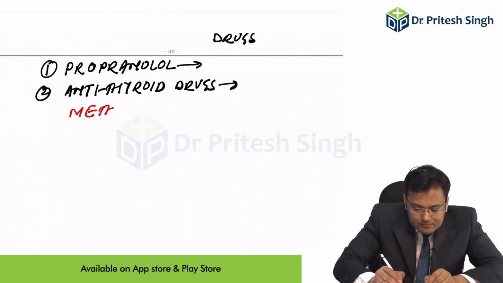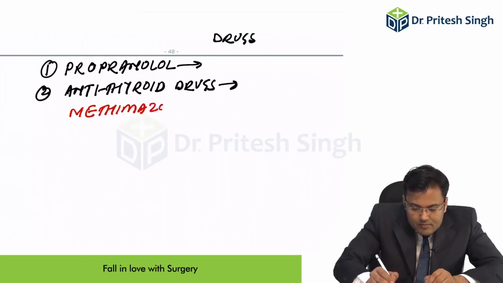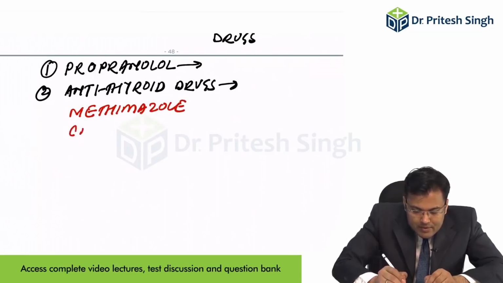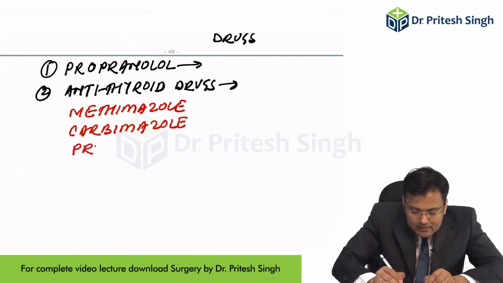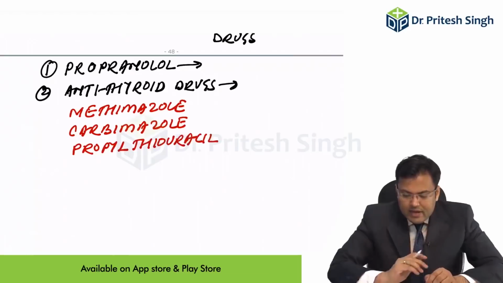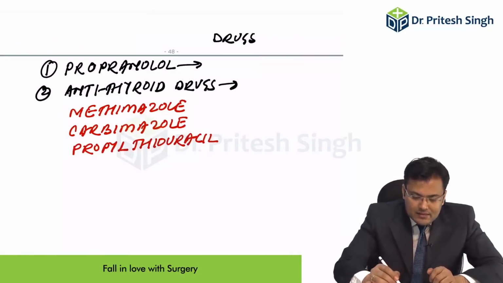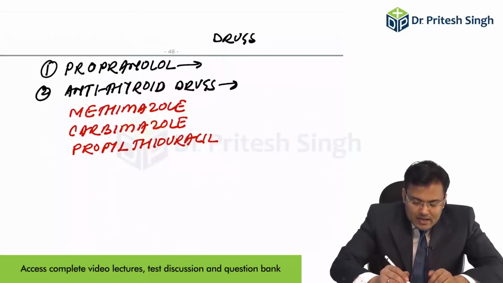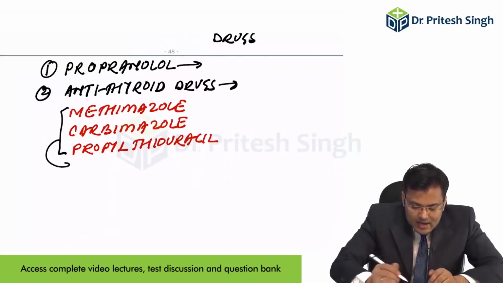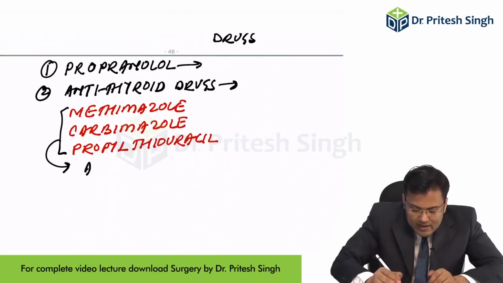Methimazole, carbimazole, and propylthiouracil. There is a side effect which is frequently asked about these anti-thyroid drugs, and that side effect is what? Agranulocytosis.